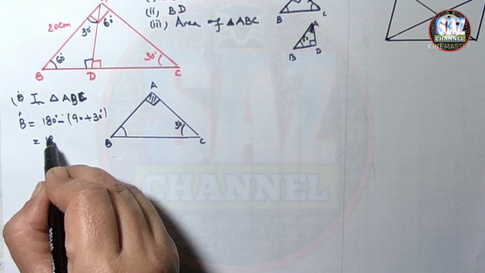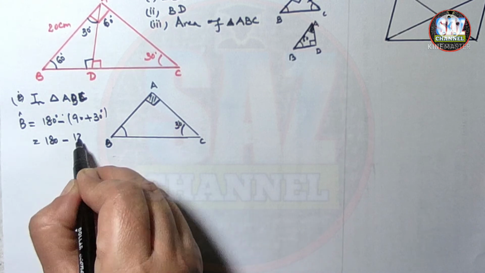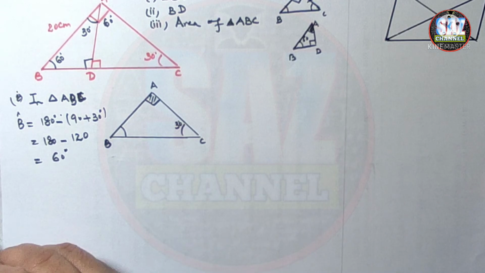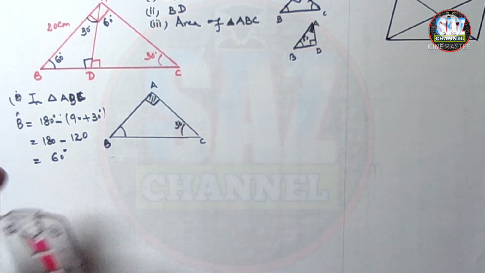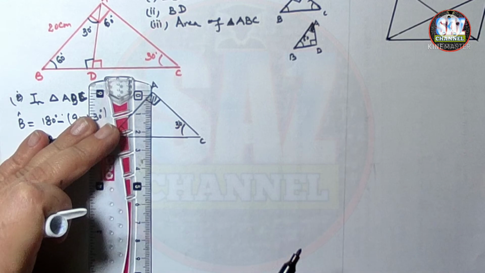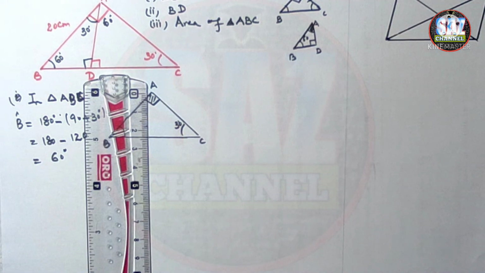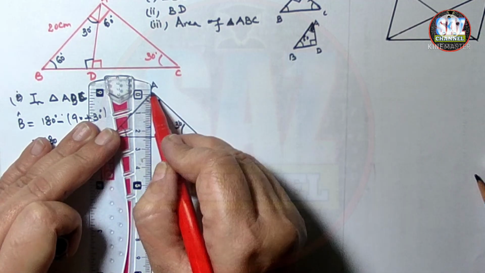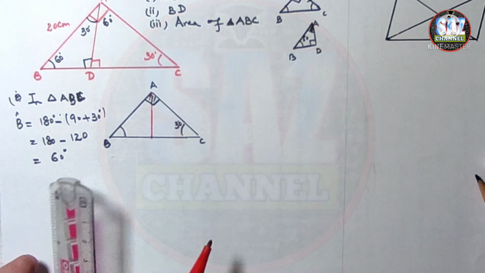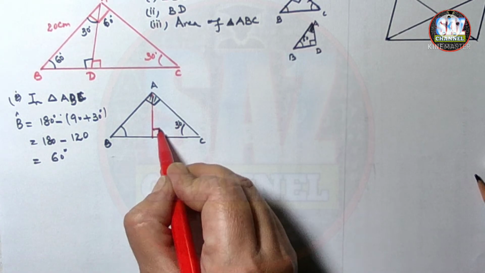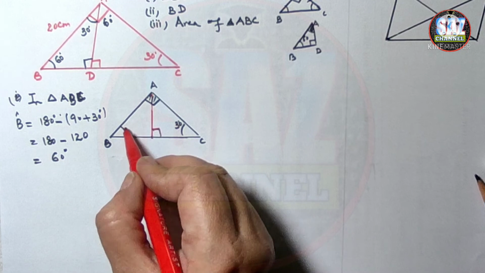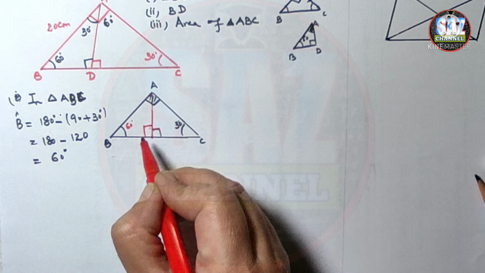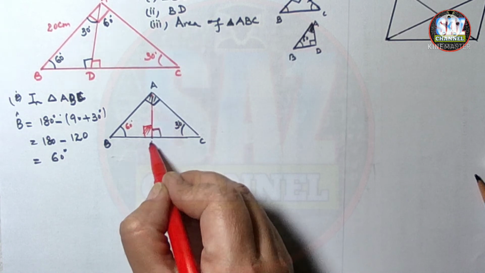This is 180 minus 120, and angle B is 60 degrees. Okay, and then what we have to do is draw this line here. I'm going step by step so that my students can understand how we are going to find angle A. This is the perpendicular which is already drawn, and it's 90 degrees marked here. This angle has come 60 degrees. If this is 90 degrees, this angle will also be 90 degrees.